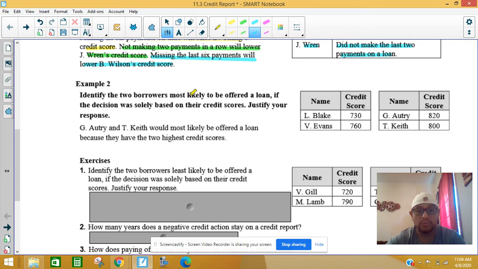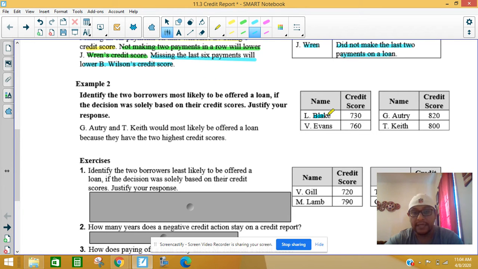Identify the two borrowers most likely to be offered a loan if the decision was solely based on their credit score. Justify your answer. They mean just based on your credit score because sometimes they lend you money because you have a steady job and things like that. But this one, we're just going to look at their score.